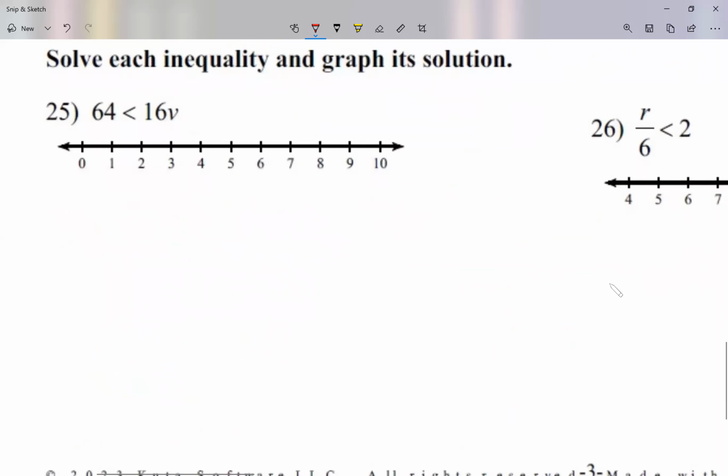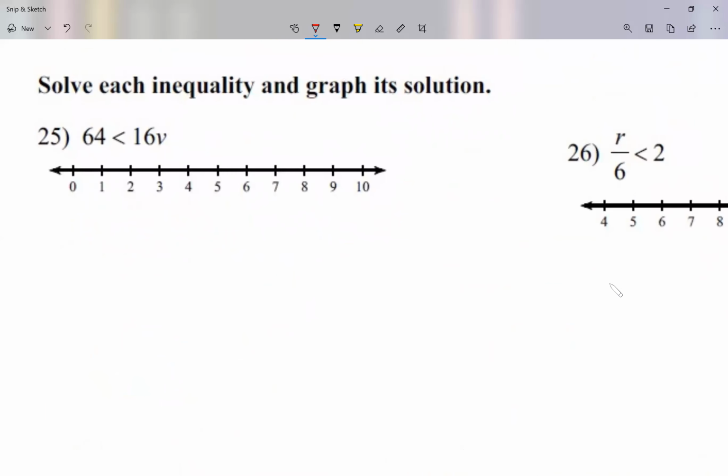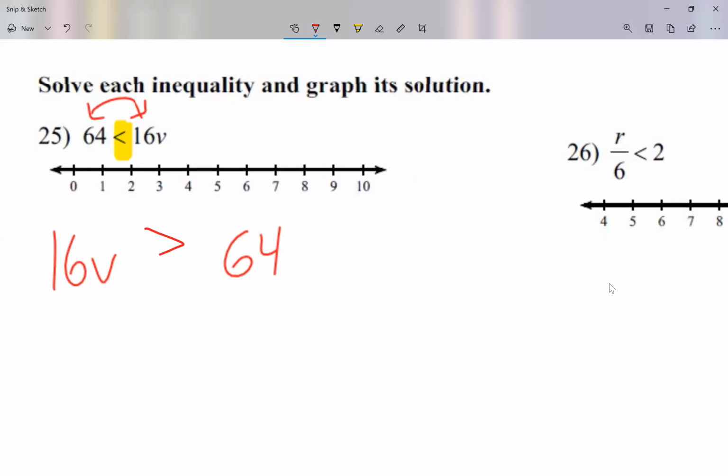Now, looking at my last 2 for today, we're going to solve and we're going to graph. So looking at the inequalities, right? When we have inequality symbols, the letter has to be on the left side. So these two are going to flip. So 16V goes to the left, 64 goes to the right, but my inequality symbol also flips. In multiplication and division, when I multiply or divide by a negative, my inequality flips.